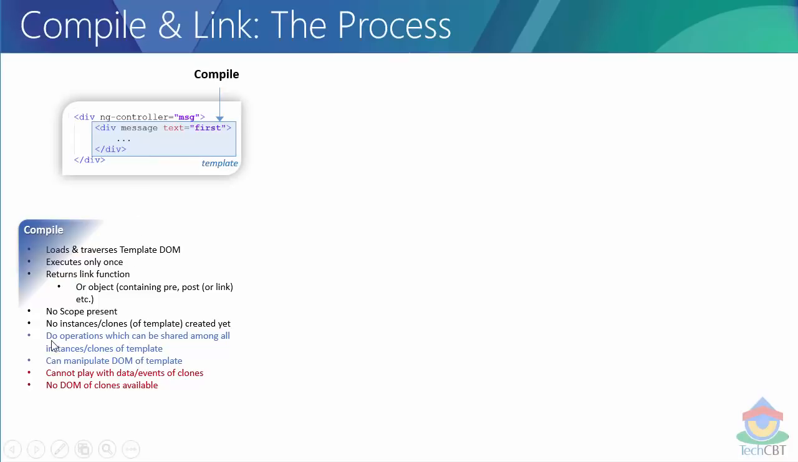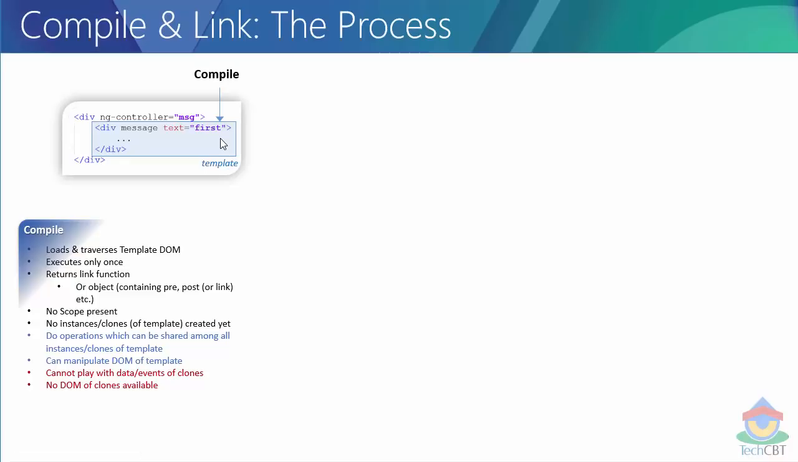Next, we can have any kind of operations or functionality to be performed against this particular template, which can be shared across all the instances of this template in future. So imagine if I would like to change the border color of this template. Yes, you can change it right away at the compilation phase. The result is that once you modify this template, every instance or every clone of this template will have the same kind of DOM, which might have been modified during the compilation process itself.